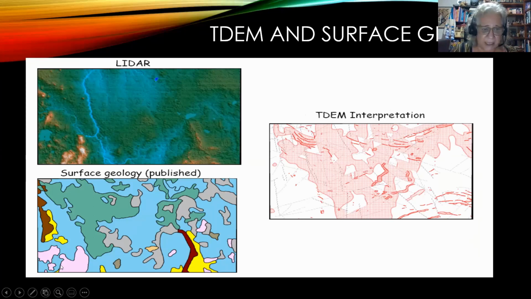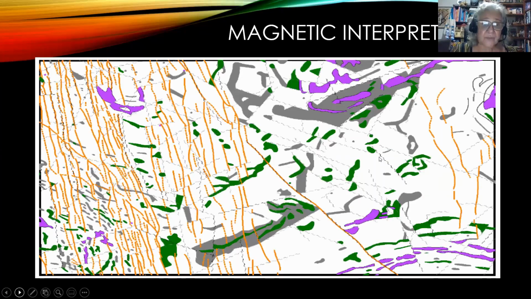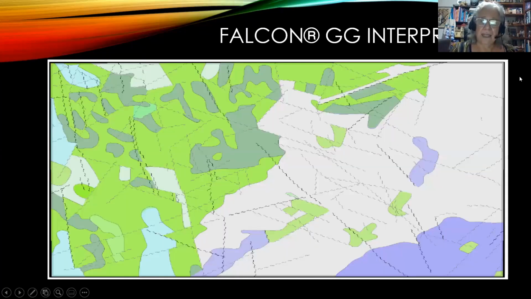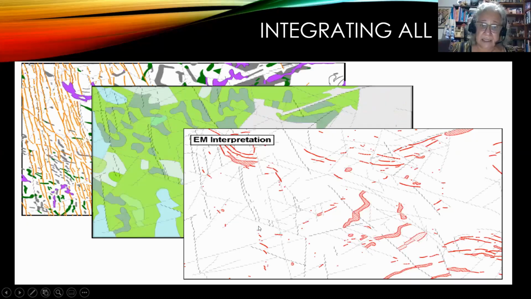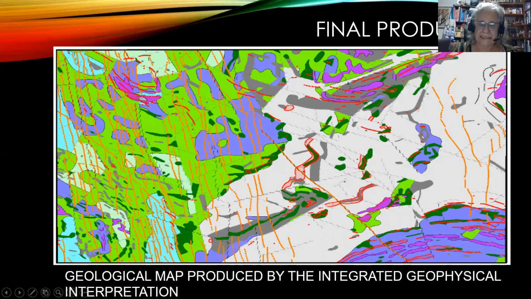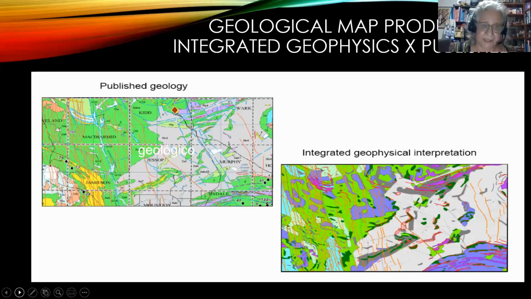And using the LiDAR digital terrain model, the surface geology that was published, and putting together with the TDEM interpretation, the magnetic interpretation and the FALCON GG interpretation, when you put all these layers together, you can do a much better geological map that was produced by all this integrated geophysical interpretation.